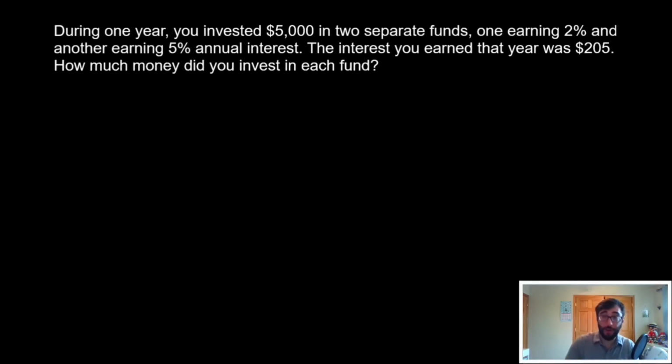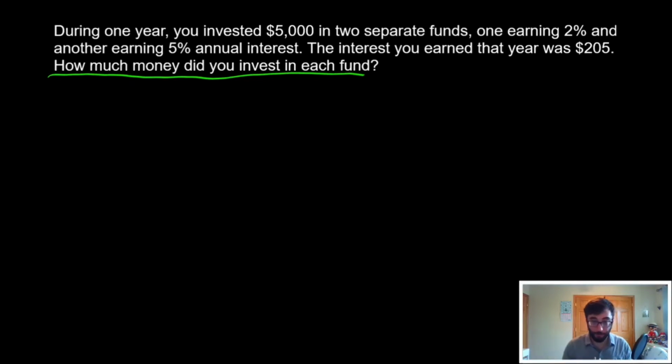Now, the interest you actually earn at the end of that year was $205. So good on you. You got a little bit more money. Question is, how much money did you invest in each fund? And right there, that is telling me what my variable should represent. What am I trying to find? Well, how much money did we put in each fund?